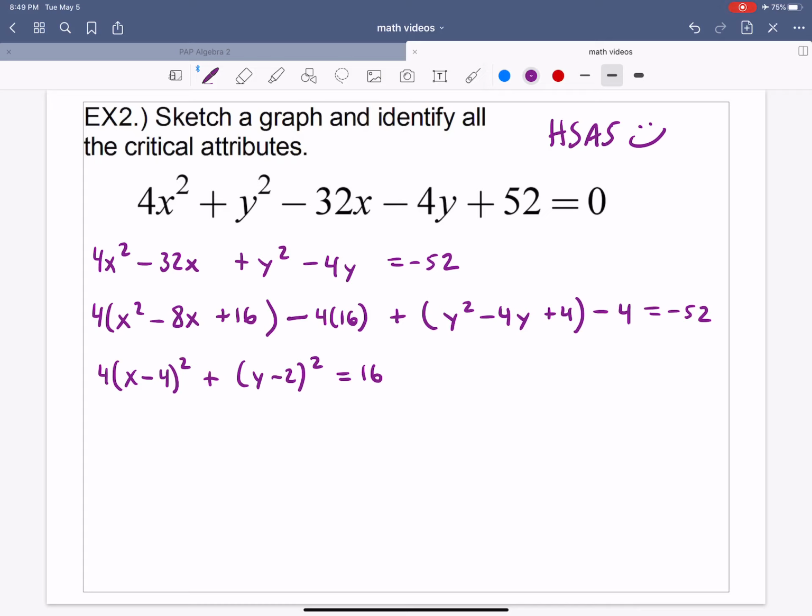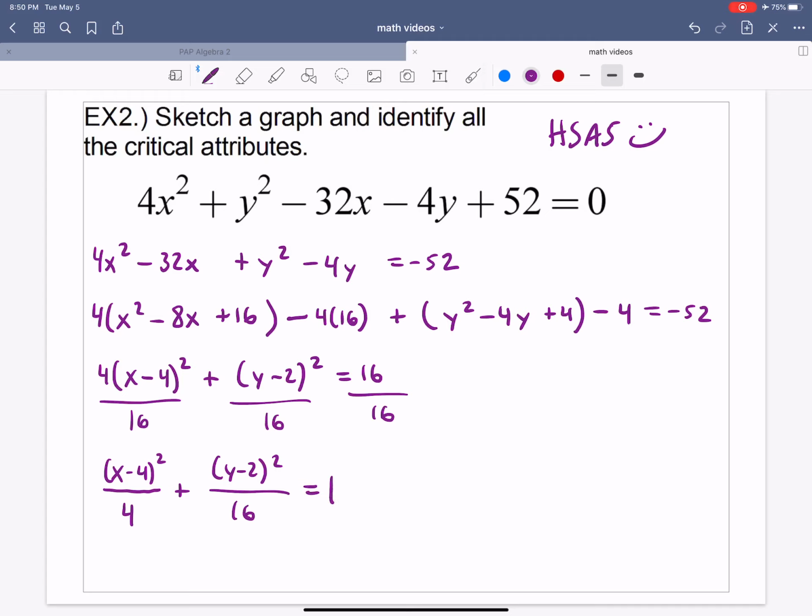Okay? Now be really careful here. You're not actually done yet, because remember that you want this equation to equal 1. So what we're going to do is divide everything that you see here by 16. Divide everything you see by 16. So what we end up getting is x minus 4 squared over 4, plus y minus 2 squared over 16 equals 1. And this, my people, is the equation that we are going to use.